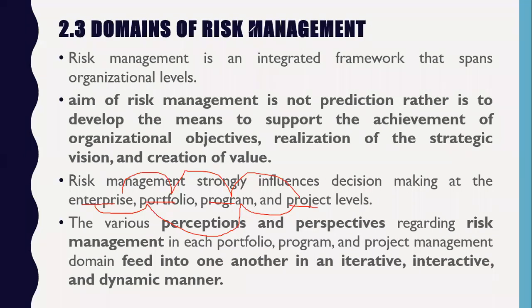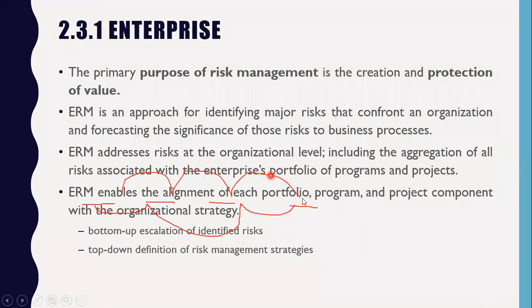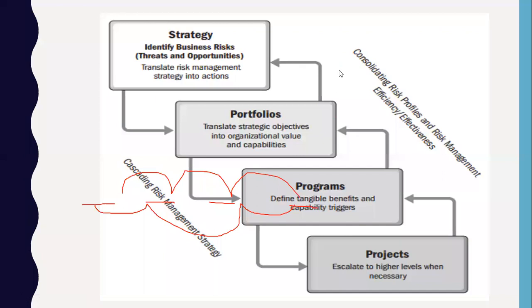If I go to the slide, sorry. Right here. So we are talking about this diagram. So what does risk management do? It provides a feed. The strategy identifies the business risks, threats, and opportunities, and then translates the risk management strategy into action. And that strategy then feeds into the portfolio.